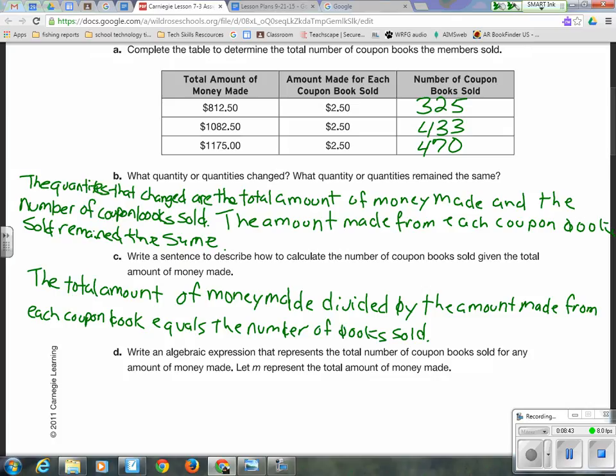Now, the next question says, write an algebraic expression that represents the total number of coupon books sold for any amount of money made. Let M represent the total. Look, you already did this problem. This is the hardest thing for sixth graders to do now, is to take this English sentence and turn it into a math sentence. And it's actually really easy.